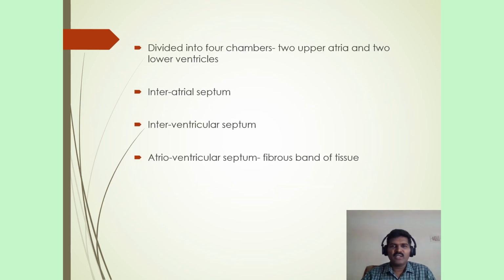You all know that it's divided into 4 chambers. There are 2 upper chambers called the atria and there are 2 lower chambers called the ventricles. The atria are the receiving chambers and the ventricles are the pumping chambers. There is the interatrial septum dividing the 2 atria, the interventricular septum which is the thick muscular septum dividing the 2 ventricles. The atrioventricular septum is a fibrous band of tissue which divides atria and the ventricles and leads to electrical neutrality between atria and the ventricles.